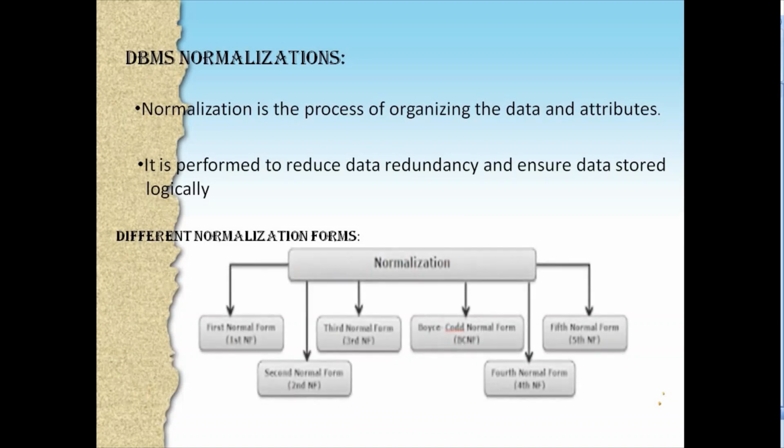Different normalization forms. There are 6 different normalization forms: first normal form, second normal form, third normal form, BCNF, that is Boyce-Codd normal form, fourth normal form, and fifth normal form.